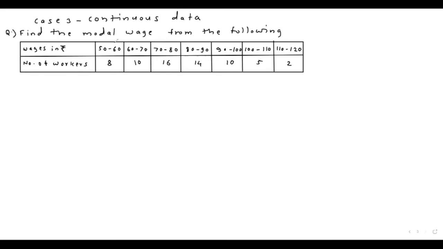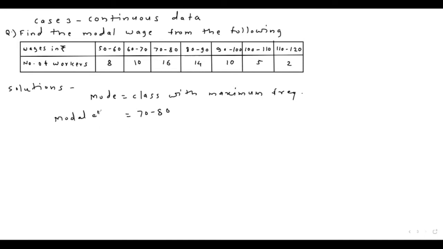Now for the third data set, that is continuous data, we have the problem: find the modal wage from the following data. My data set is wages in rupees and number of workers. We have the formula as class with maximum frequency. Over here, the maximum frequency is 16, and for this 16, we have the class 70 to 80. That is the class which we require over here, and it is called the modal class.